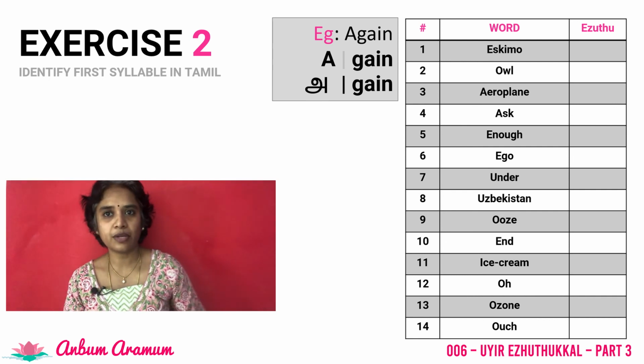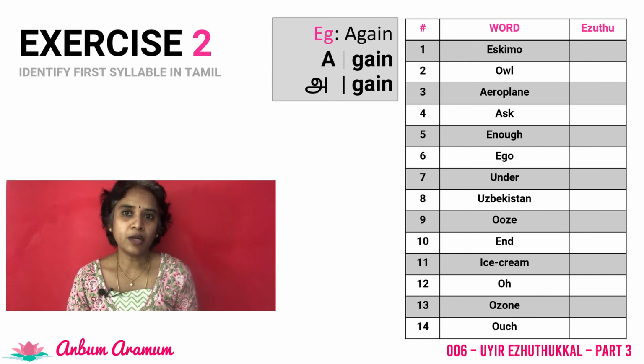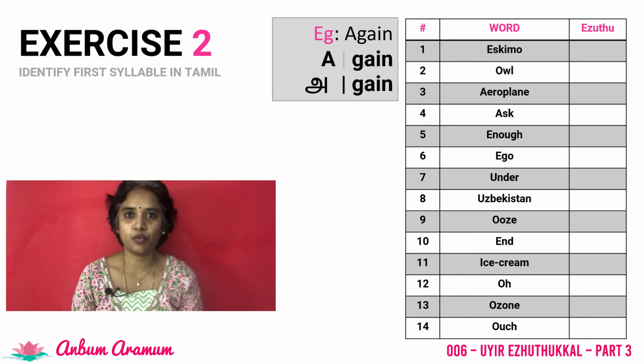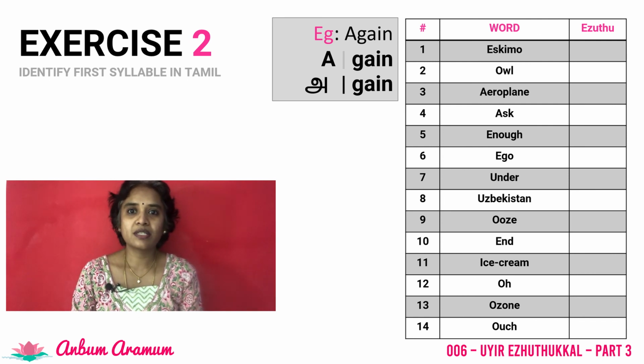So like this, you try to identify what is the closest Tamil eduthu that you can match for the first syllable of this English word. I have Eskimo, owl, aeroplane, ask, enough, ego, under, Uzbekistan, ooze, end, ice cream, ozone, and ouch.